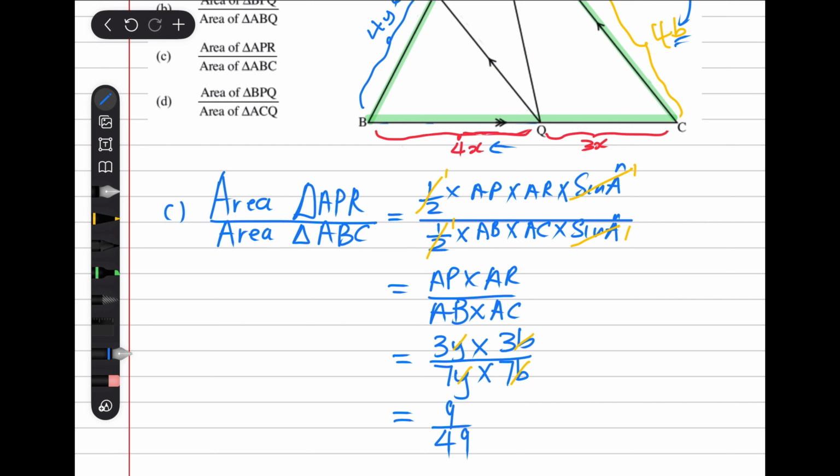The last part that we are going to be working on is when we have two triangles that are disjoint. So you're going to look at that one.